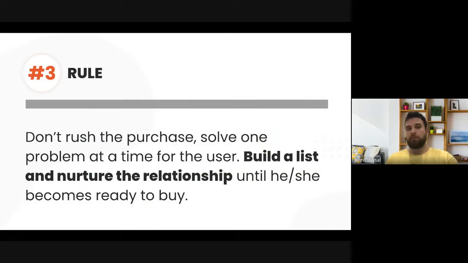So rule number 3: don't rush to purchase. Solve one problem at a time for the user. Build a list and nurture the relationship until he or she becomes ready to buy. What that means is that you have to build your own channels, and then optimize each touchpoint you have in your buyer journey to make sure that you're giving the best experience to your users.